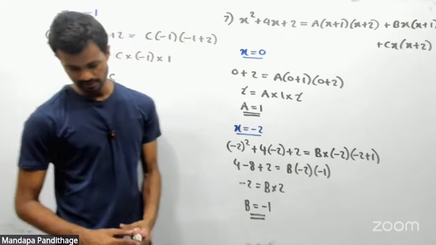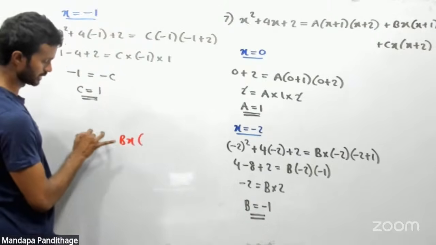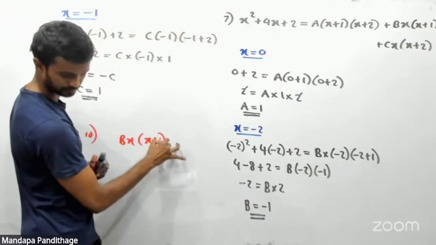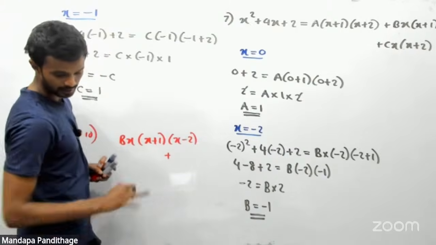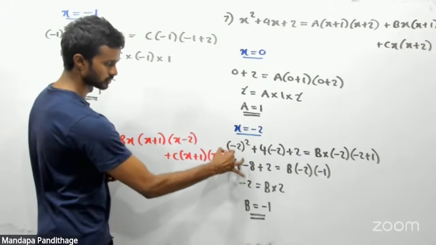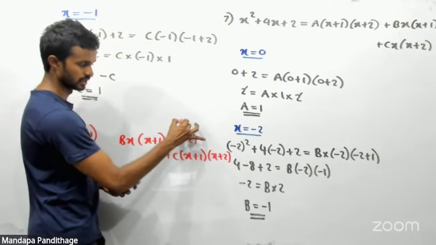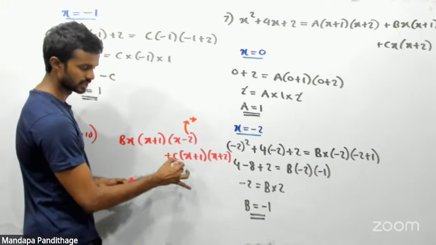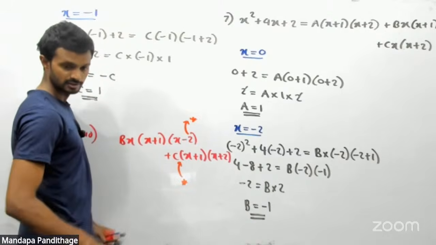In question number 10, there's a small thing that you need to correct. It's bx times (x plus 1)(x minus 2), and here it's c times (x plus 1)(x plus 2). So there's no any x here. These are the two errors. Here it's x minus 2, not x minus 1. And in this one, there's no any x. In the tutorial, it's cx into (x plus 1)(x plus 2).